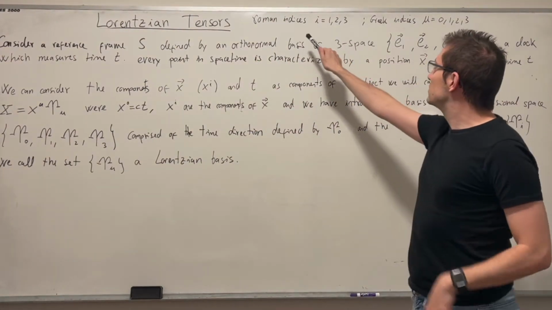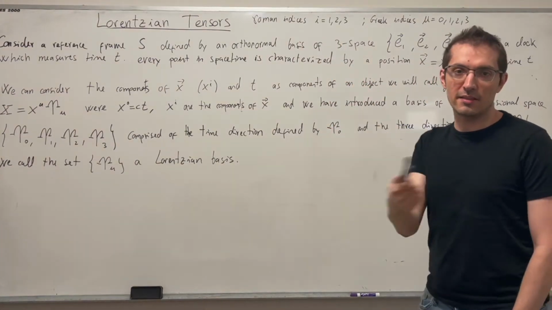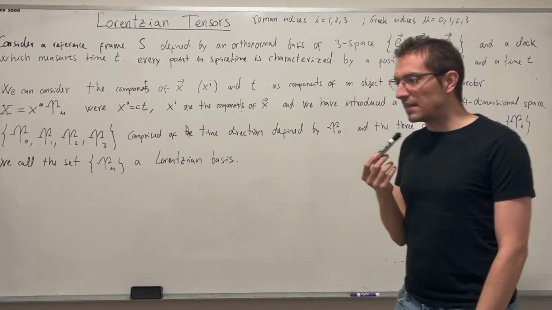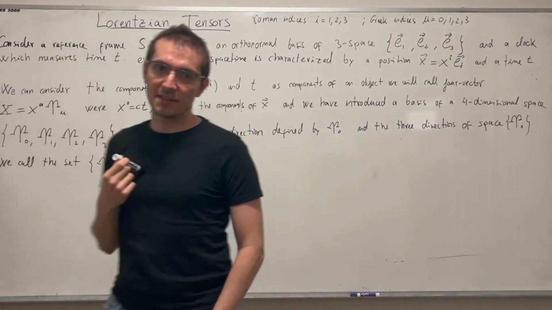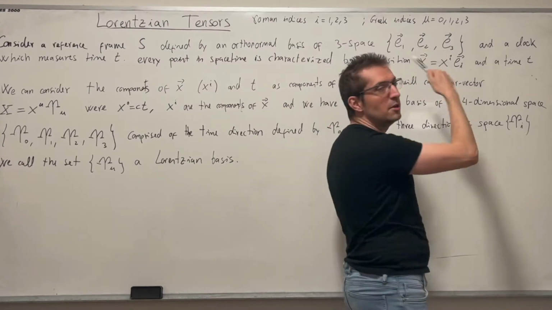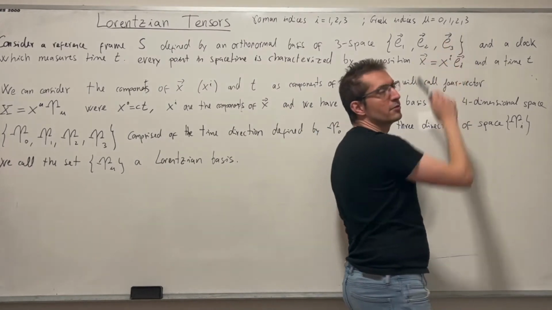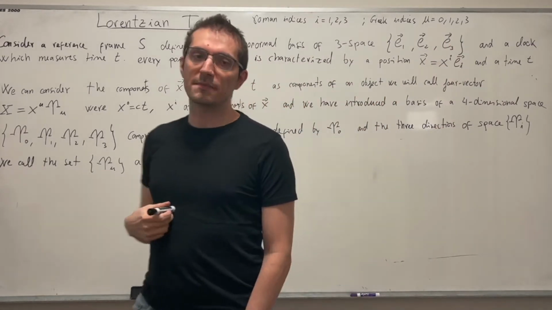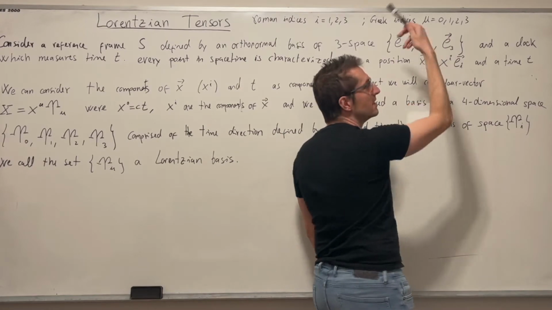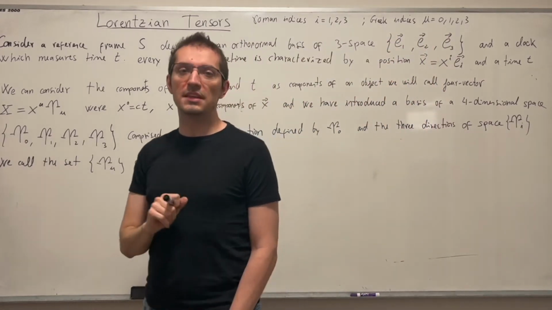Every time that you see from now on a Roman index, like i, j, k, l, things like that, those indices are going to run from 1 to 3. They represent spatial indices. Now, when you see a Greek index, mu, nu, rho, sigma, they're going to run from 0 to 3, unless I indicate otherwise. Now, those are space-time indices. We will associate the 0 value of that index with a time component, as we will see in a second.